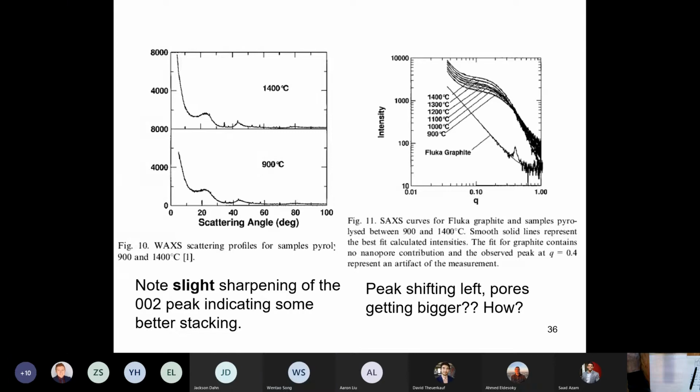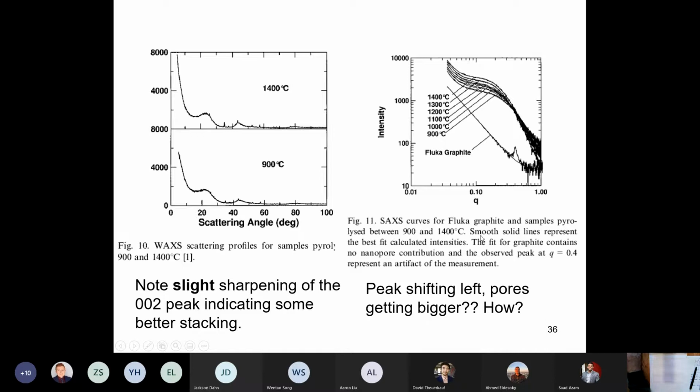If you look at this first peak, which comes about from the parallel stacking of graphene layers, its half width is big. There are only a couple of graphene layers stacked in a parallel fashion here. The half width sharpens somewhat by 1400, but not a lot. So from this you can take away that there aren't many graphene sheets stacked in a parallel way.